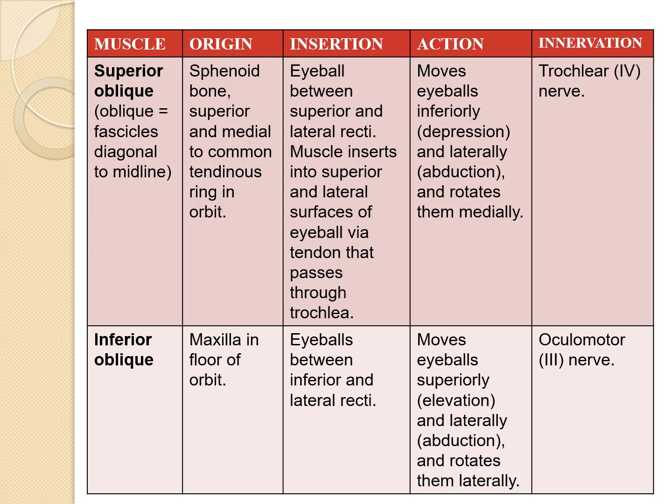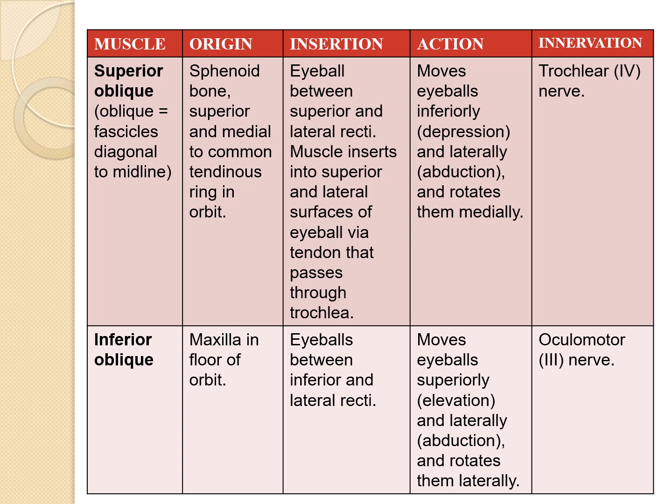Coming to the next muscle, that is superior oblique. Oblique indicates the fascicles are diagonal to the midline. Coming to its origin, it originates at the sphenoid bone, superior and medial to the common tendinous ring in the orbit. Coming to the insertion, it occurs at the eyeball between the superior and lateral recti, into the superior and lateral surfaces of the eyeballs via the tendon that passes through the trochlea.